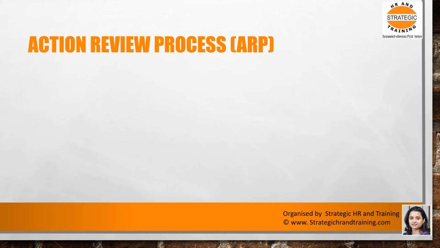Now action review process. Now you have designed the implementation plan, you have designed the milestones, you have set the review meetings in between. Now the question is, when we come to the review meetings, what do we discuss? Now this is what I call the ARP, action review process. So whenever this kind of a feedback process is being done, whenever this kind of a review process is being done, you need to ask yourself and your team some questions.